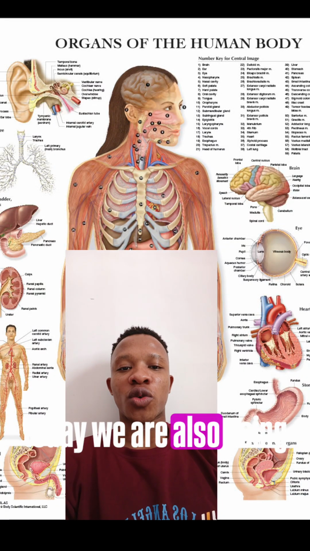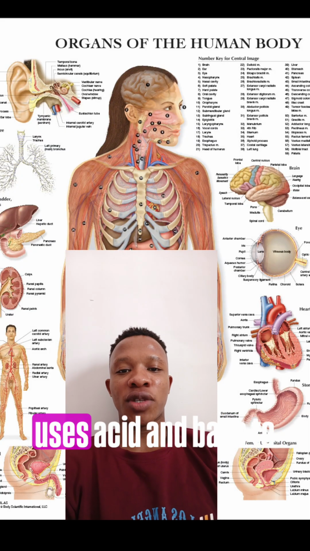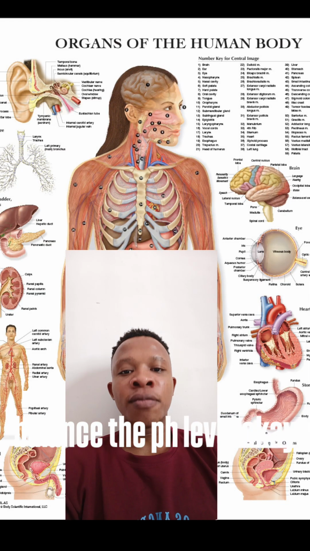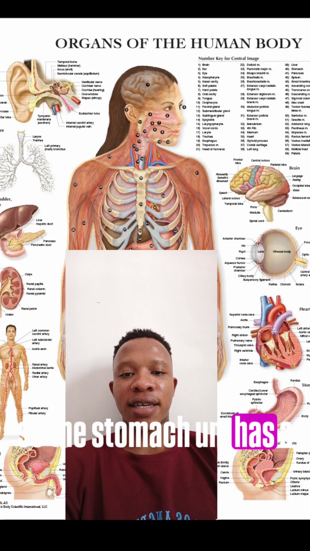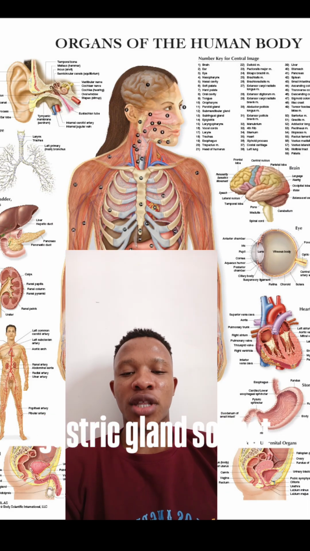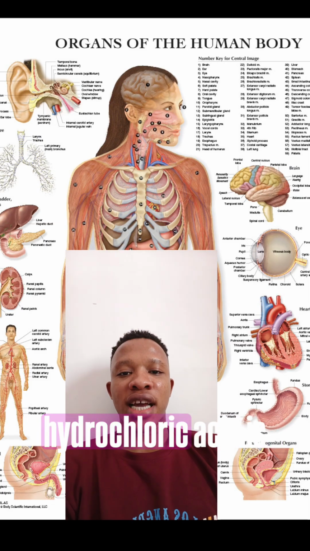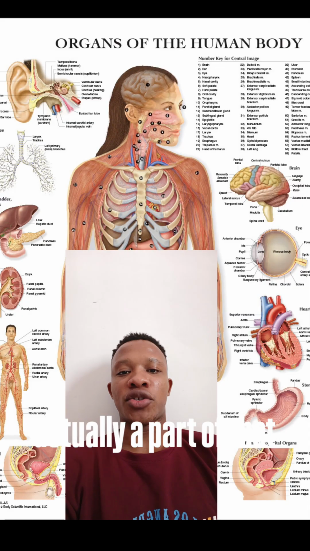So today we are also going to continue on acid, base and salt, but we are going to focus on how the body uses acid and base to balance the pH level. Okay, so the stomach has a gland we call the gastric gland. That gastric gland releases gastric juice, of which hydrochloric acid is actually a part.